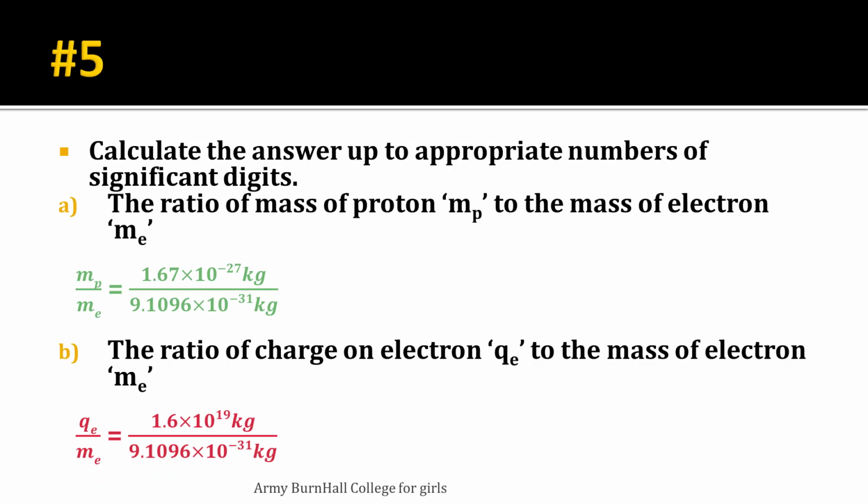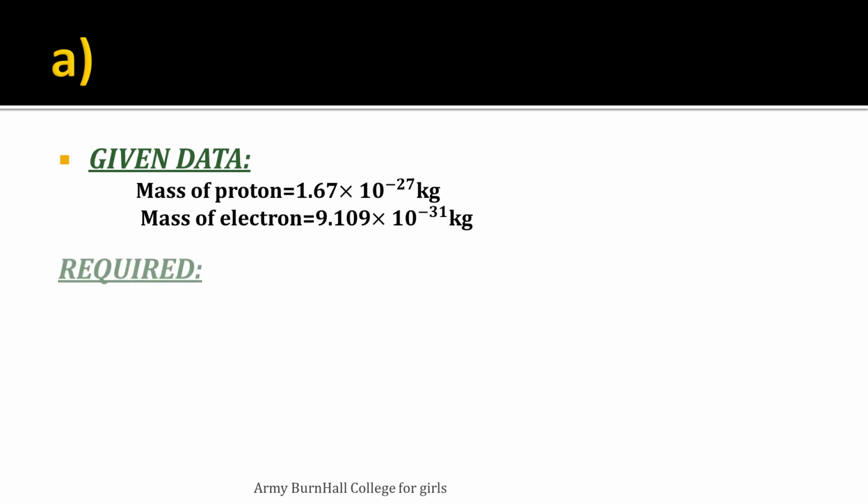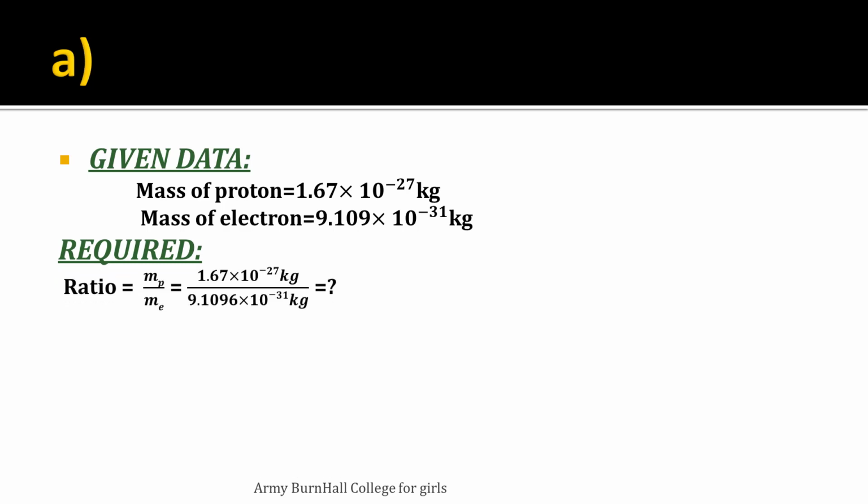So, again using the same format, write down given data, required, and then start the solution. In part A, the given data is the mass of proton and the mass of electron. Mass of proton is 1.67 into 10 to the power minus 27 kilogram. Mass of electron is 9.109 into 10 to the power minus 31 kilogram. Required, we have to find the ratio between the two.